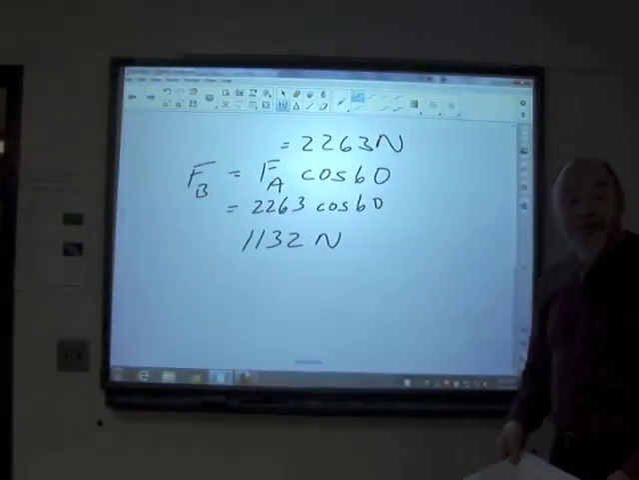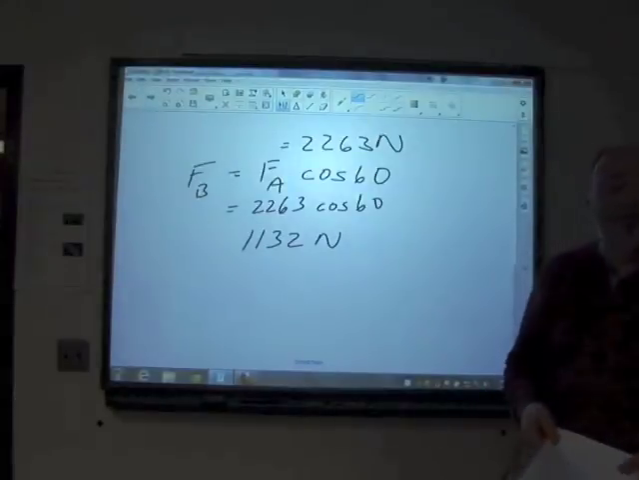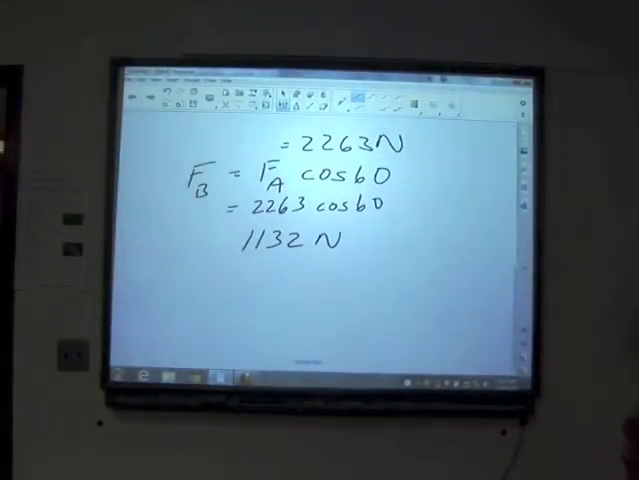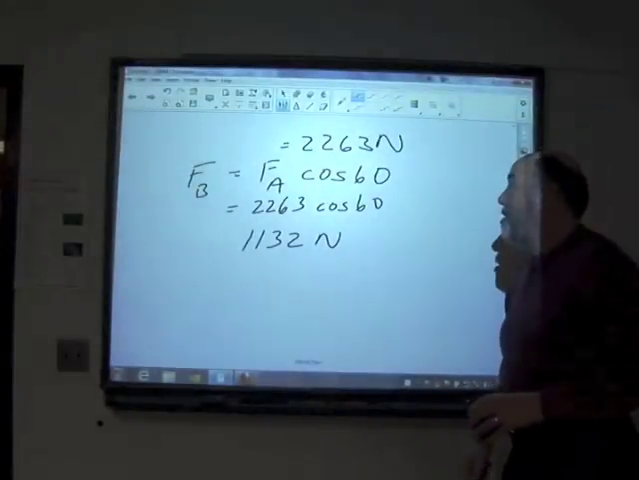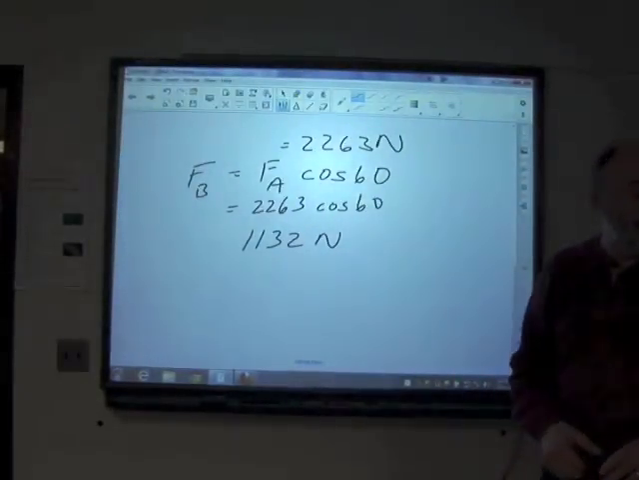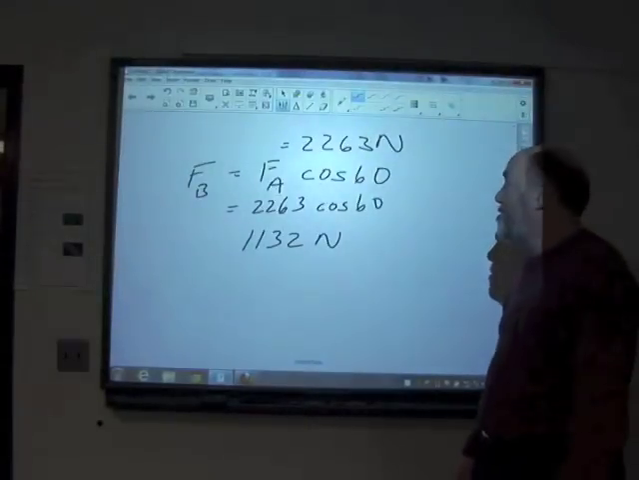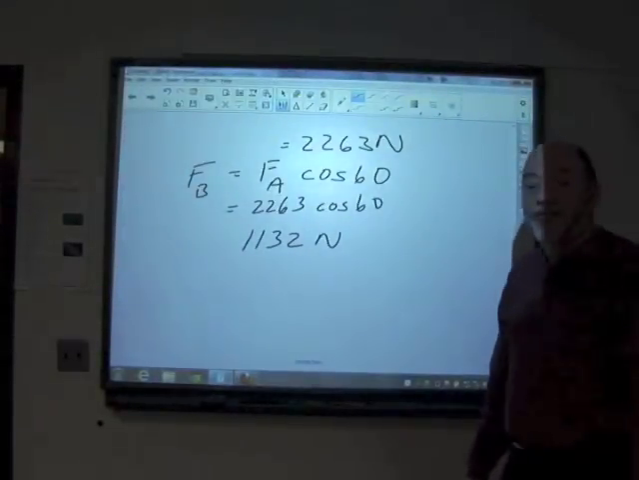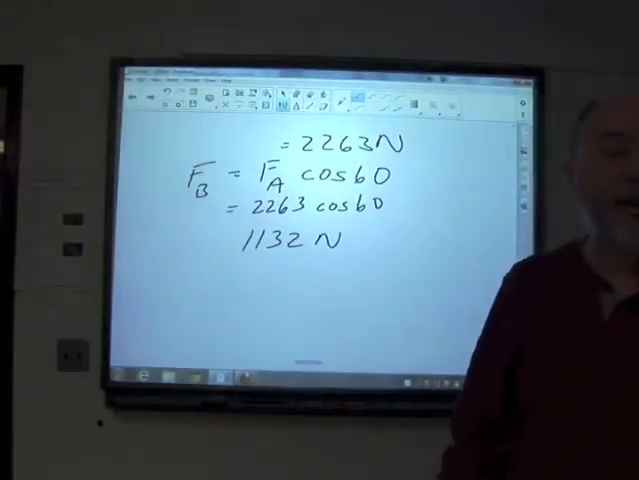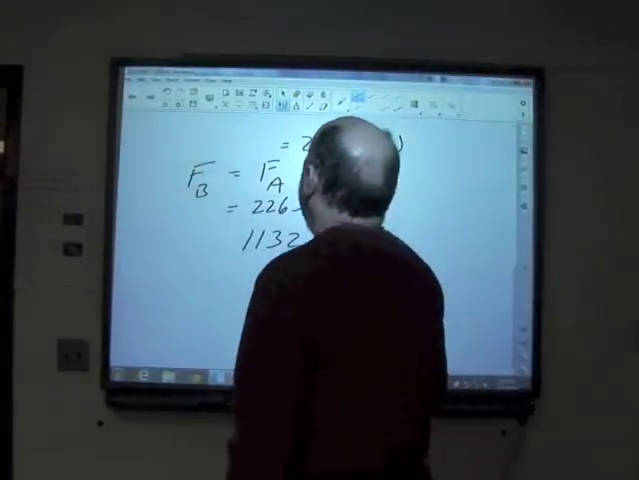Right? So if you want to hang up this sign, you go to Lowe's and you tell them you need 2 cables, one that can support a force of 2,263 newtons, the other one that can support a force of 1,132 newtons, and they'll probably give you a strange look because they'll have no idea what you're talking about. Okay.